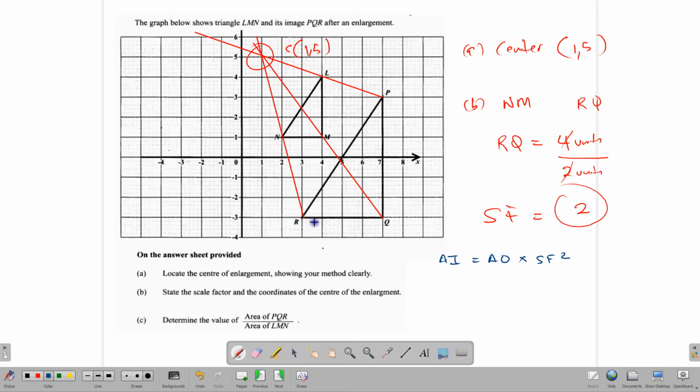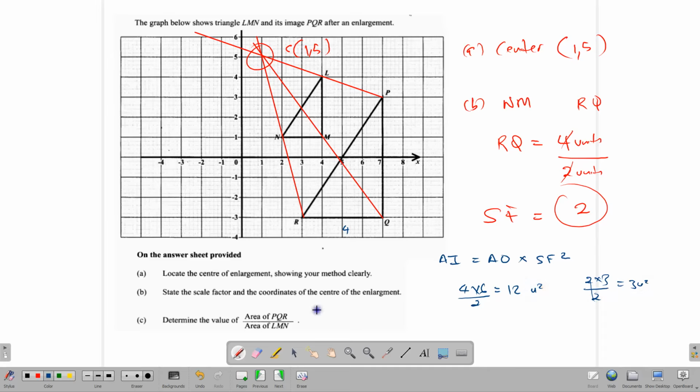What is the area of this triangle? Let's look at it. 1, 2, 3, 4 across, and 1, 2, 3, 4, 5, 6. So the area of the triangle is 4 times 6 divided by 2, which gives us 12. All right. And the area of this triangle will be 2 times 3 divided by 2, which gives us just 3 units square, whatever the unit is.